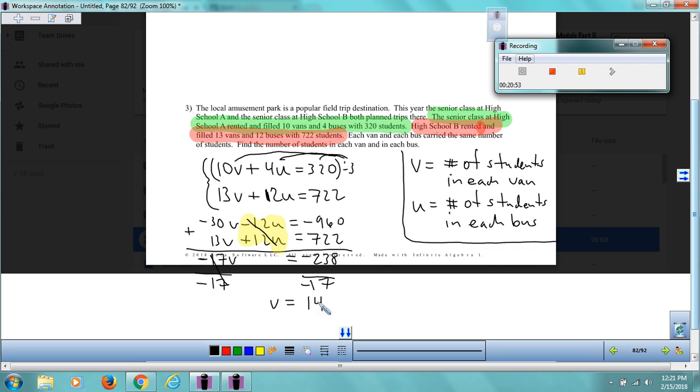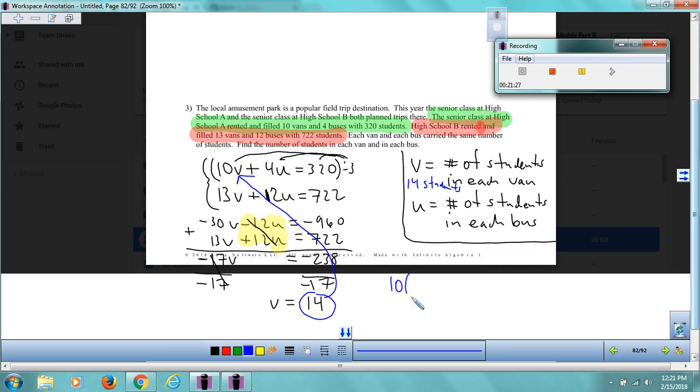Okay, so what does it mean that V equals 14? It means that that's the number of students in each van. So there's 14 students in each van. So how do we figure out how many are in each bus? Well, we can take any one of these equations here, and we can plug in 14 for V and solve. It looks like we have smaller digits on top. Let's go ahead and take that one. We're going to take 14. We're going to plug it in for V here. And let's do that over here.